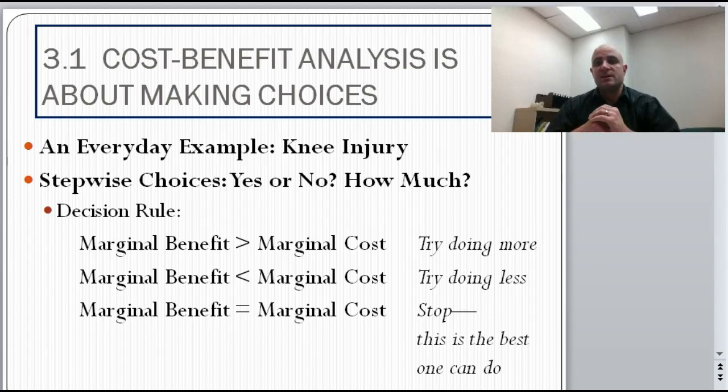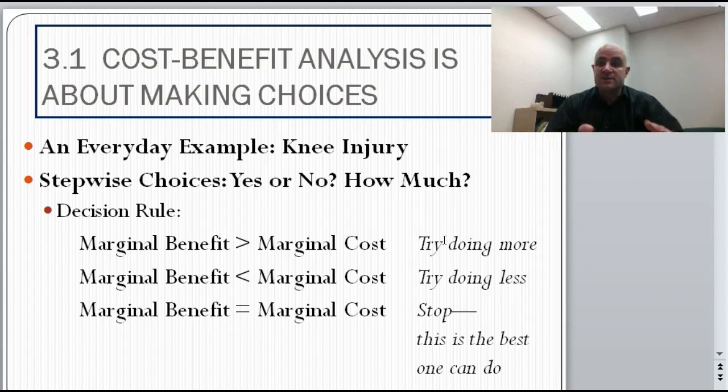All right, so it might be when we talk about Tylenol, do I want to take no Tylenol or one or two or three? So not so much yes or no, but how much. So when we look at stepwise, you need to look at things at the margin. And when you look at the margin, you look at each incremental increase. And so the basic rule is if the marginal benefit is greater than the marginal cost, it's worth doing, so you want to do more.